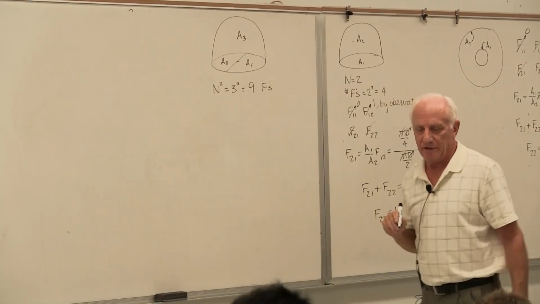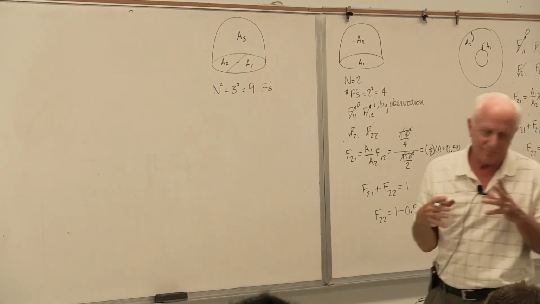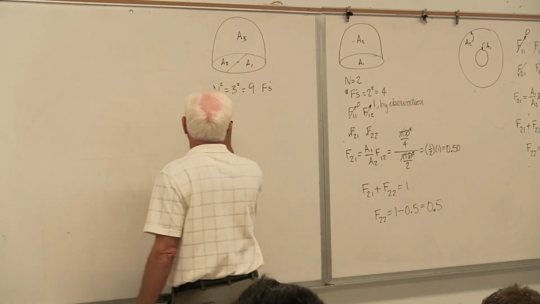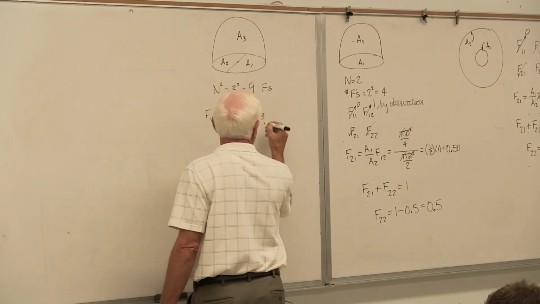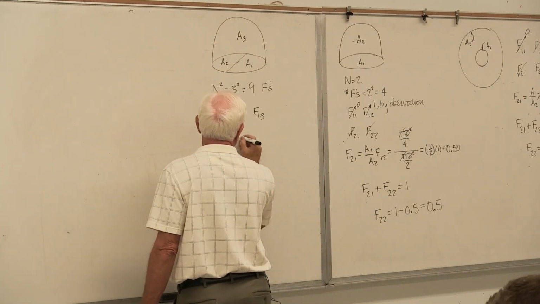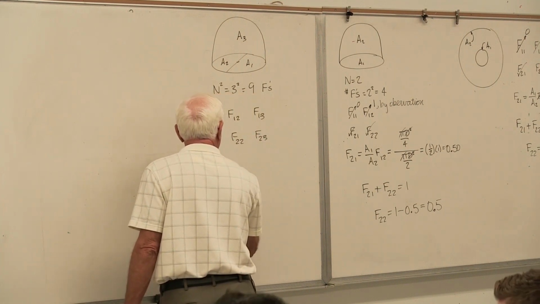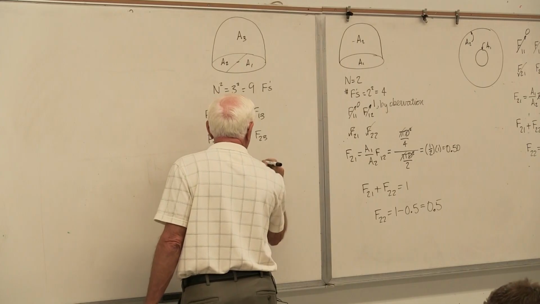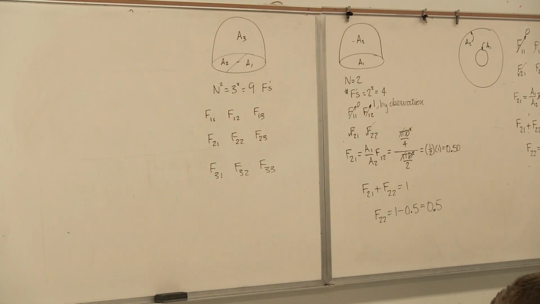Sometimes it pays off if you list them in a matrix type format or determinant. For instance, F11, F12, F13. That way you don't forget anything. And it helps you too, it guides you. F21, F22, F23. F31, F32, F33. The name of the game, find all the view factors. 9 of them. Take the easy guys first.